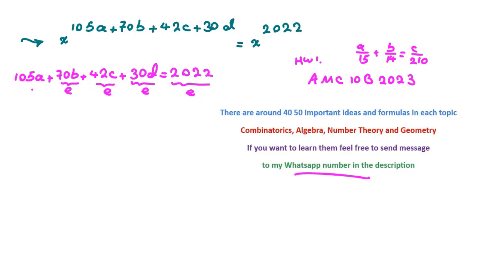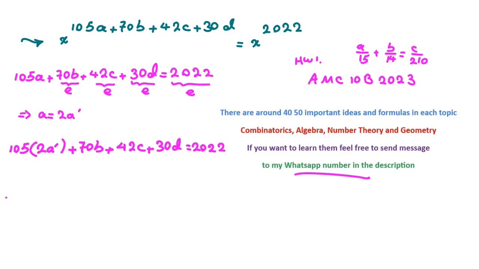So here this one should be even. So a is even. We can write a as 2a prime. So when we write 105 times 2a prime plus 70b plus 42c plus 30d equals 2022, now we can divide both sides by 2. If we divide both sides by 2, it will be 105a prime plus 35b plus 21c, and 30 divided by 2 is 15, so 15d equals 1011.